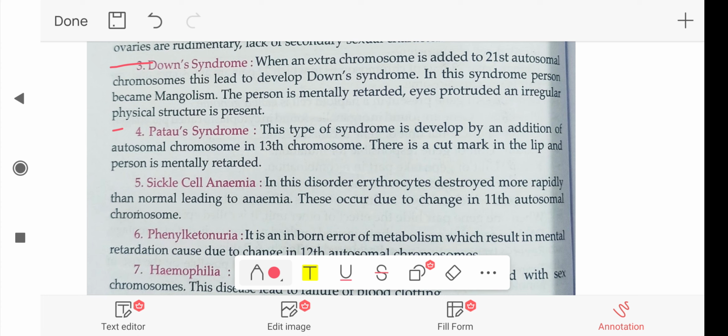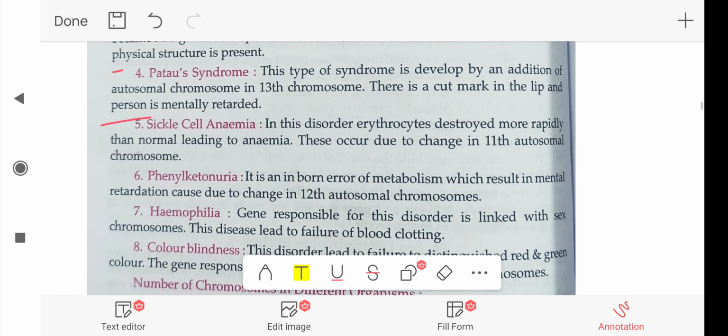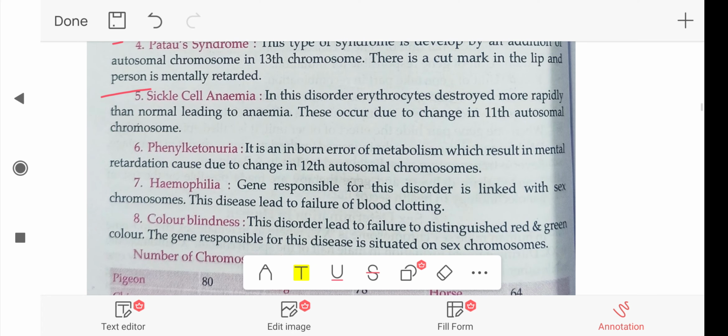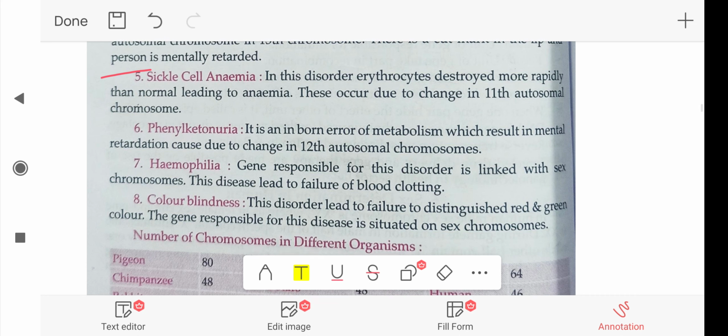Next, sickle cell anemia. In this disorder, erythrocytes are destroyed more rapidly than normal, leading to anemia. This occurs due to change in the 11th autosomal chromosome. Friends, the 22 pairs of chromosomes which look the same in both males and females are called autosomes, that is autosomal chromosomes, and the 23rd pair is known as the sex chromosome.